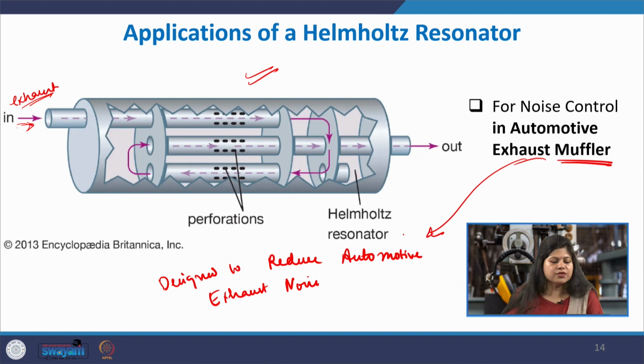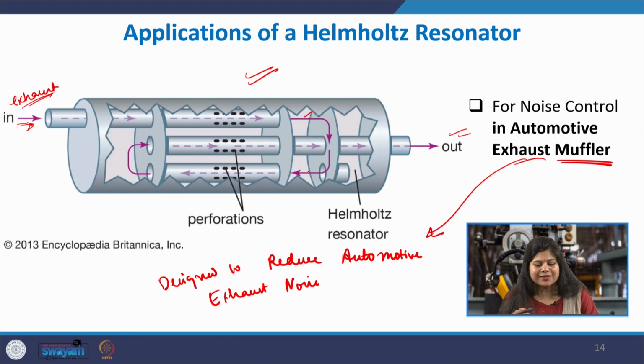And so, the exhaust air comes in through this pipe, it passes through these perforations. So, as you can see, this is the pathway it is following. If you follow this arrow here, it goes here, then after that it comes to this cavity, then it goes here, and then finally it goes out through this way. So, this is how it follows if you follow this arrow.